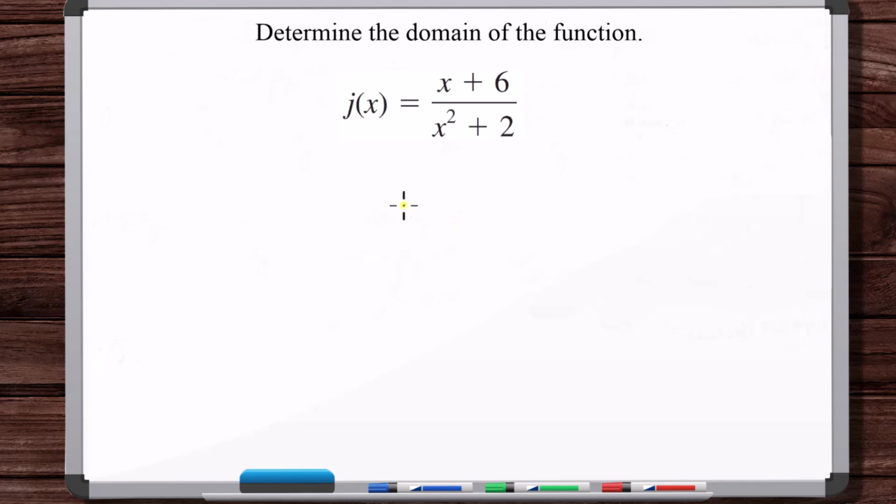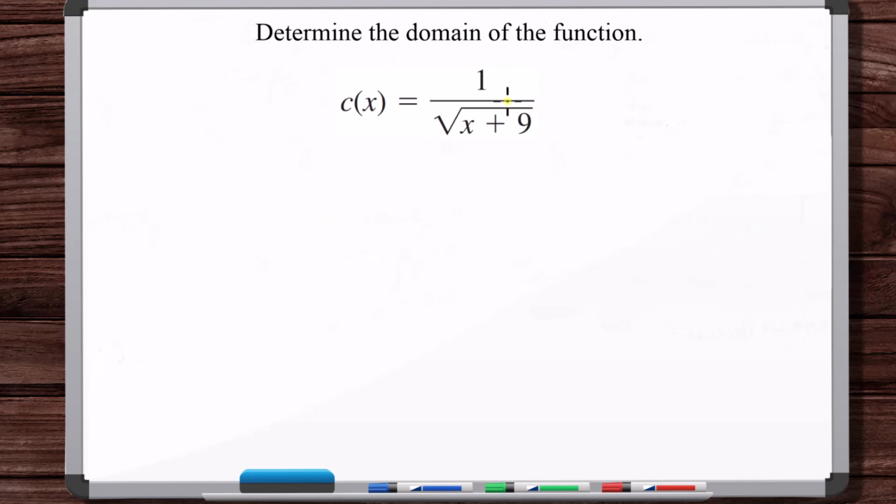Okay, here you just can't divide by 0. That's it. There's no radicals here. There's no external domain restriction applied. X squared plus 2 just can't be equal to 0. Well, there's no real number you can input here, square it, and then add 2 and get 0. So the domain here is you can input any real number you want. So the domain is all real numbers.